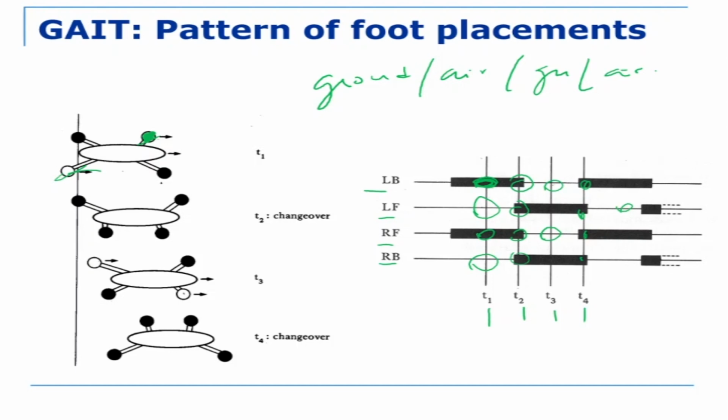In the case of a human, that is not possible. Why? Because you have only two legs, you don't have a choice. So either one leg is on the ground or both legs are on the ground. Whereas in the case of this robot, because there are four legs, you can have three legs on the ground and one leg in air. And that is a different gait again.